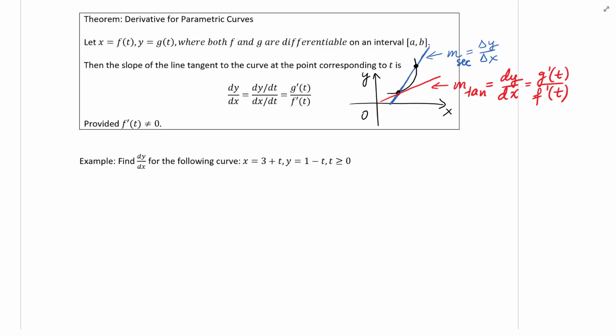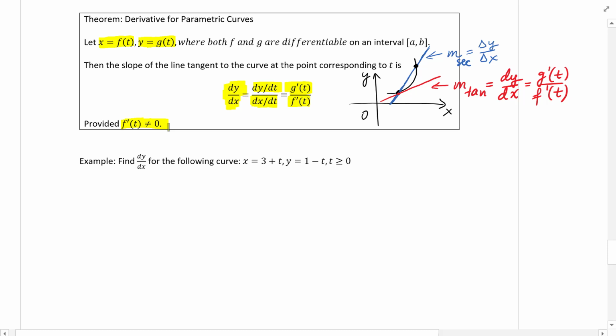In this video, we'll talk about derivatives for parametric curves. Let x equals f of t and y equals g of t, where both f and g are differentiable on a closed interval [a, b]. Then the slope of the tangent line to the curve at the point corresponding to t is dy/dx equals dy/dt over dx/dt, which, knowing that y is written as a function of t, is the derivative g prime of t over f prime of t, providing f prime of t is not equal to 0.